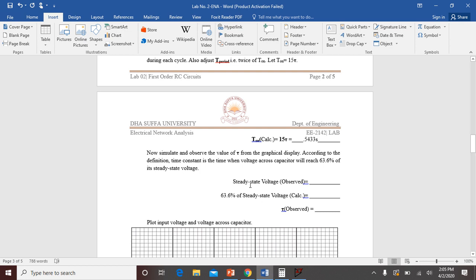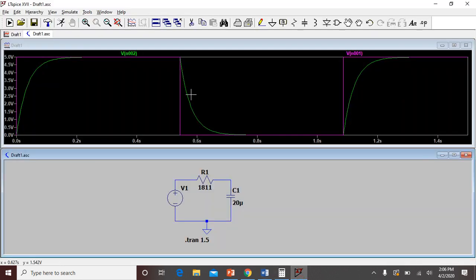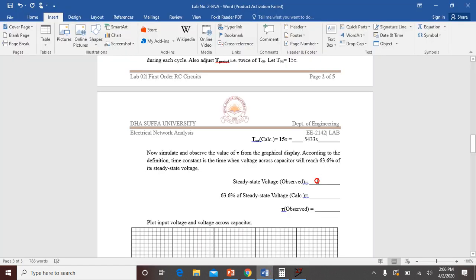It's asking me the steady state value of voltage observed. From here it is very obvious what the steady state voltage is. This is the transient state, where the voltage is changing, and this is the steady state, where the voltage is not changing. So this voltage is 5 volts. So I will write 5 volts over here. Now 63% of the steady state voltage. I have observed it. Now I have to calculate 63% of the steady state.